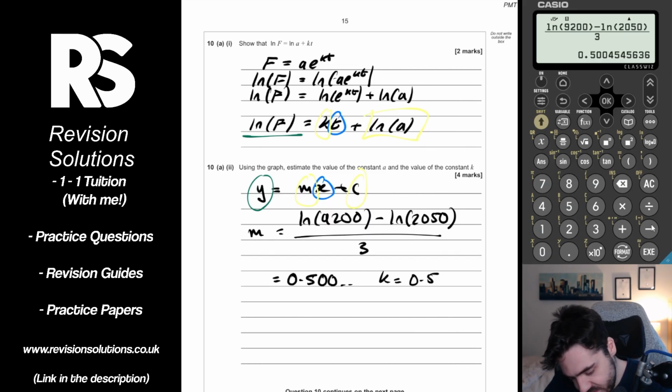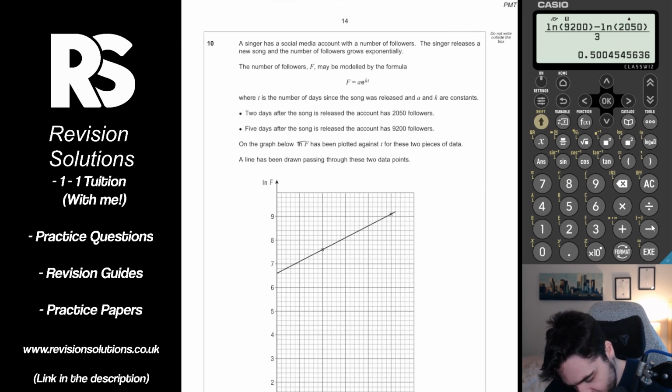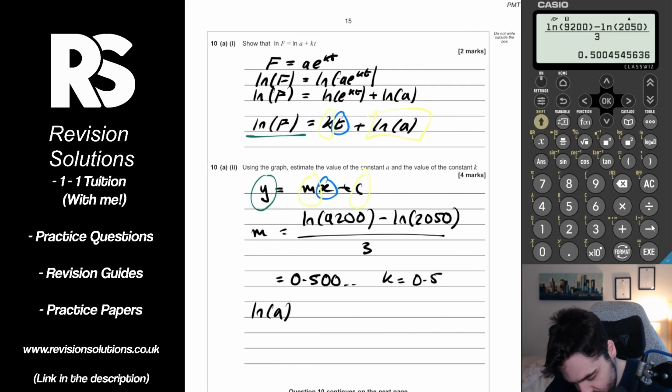And then the y-intercept is the plus c, or the natural log of a. So natural log of a, if we go back and read off the graph, is this value here, which is 6.6. So natural log of a is 6.6, meaning that a would equal e to the power of 6.6.